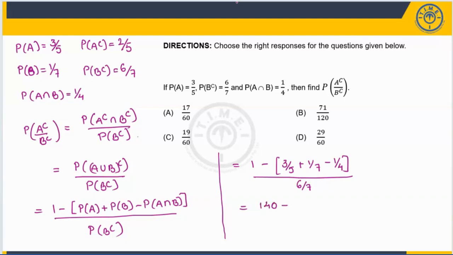So 140 minus 28 into 3. So 24, that is 84 plus 20 minus 35 upon 140 into 6 by 7, right? So here 7 will be going 20 times. So now what do we have? So that is 140 minus 104 minus 35. So that is 71 by 120. Am I right, Farin? Yeah.